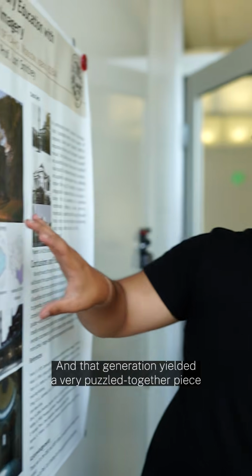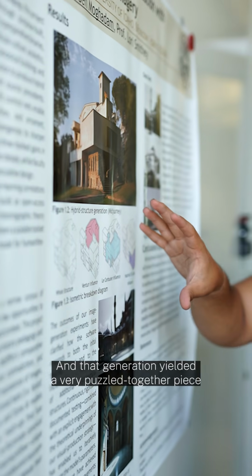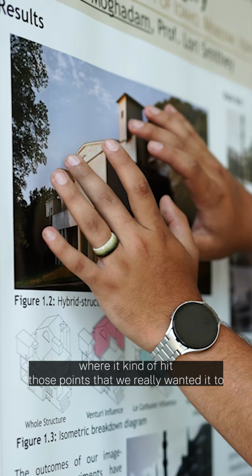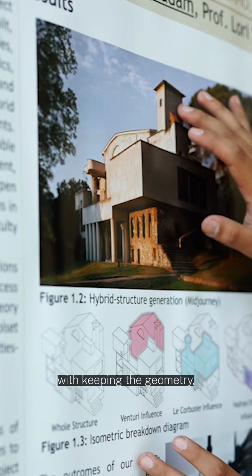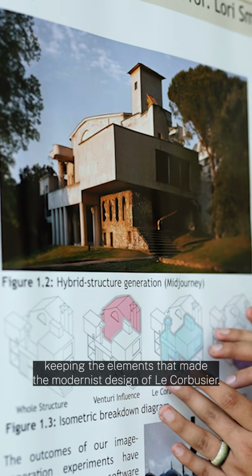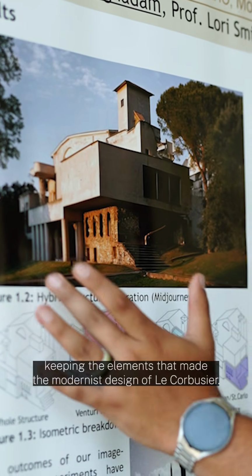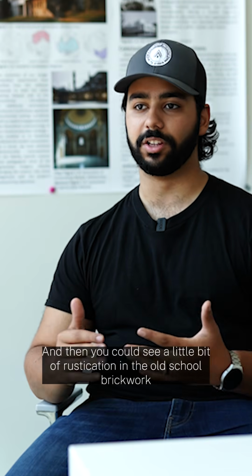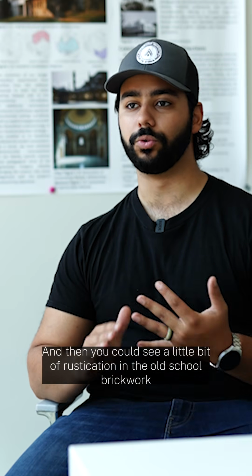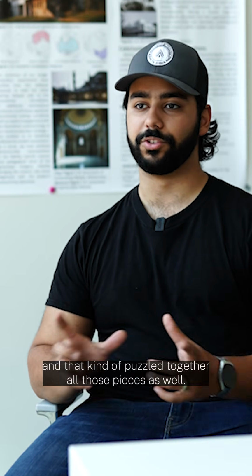And that generation yielded a very puzzled together piece where it hit those points that we really wanted it to, keeping the geometry, keeping the elements that made the modernist design of Le Corbusier, and then you could see a little bit of rustification in the old school brickwork, and that puzzled together all those pieces as well.